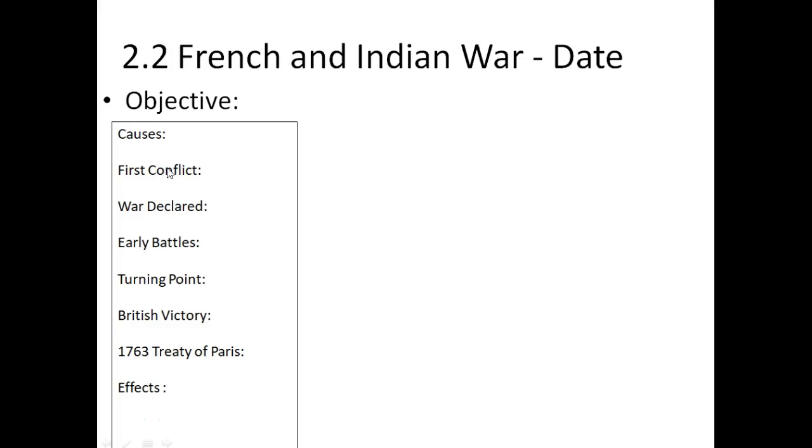On the left-hand side, you want to have causes, first conflict, war declared, early battles, turning point, British victory, 1763 Treaty of Paris, and effects, and we will fill in the right-hand side as we go through the lesson today. You may want to pause for a moment to ensure you get this all down.